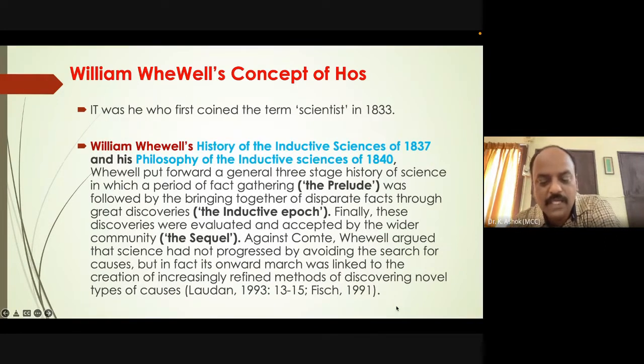And he was against Comte. He said science had not progressed by avoiding the search for causes, but in fact, its onward march was linked to the creation of increasingly refined methods of discovering novel types of causes.